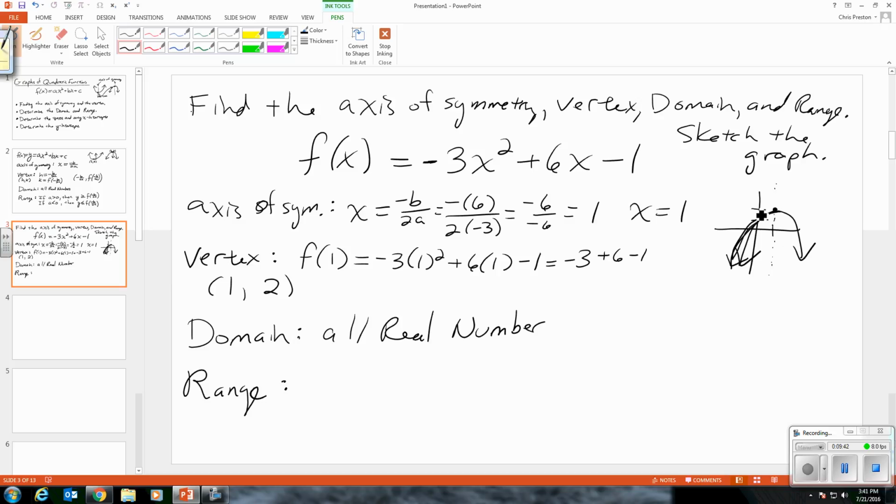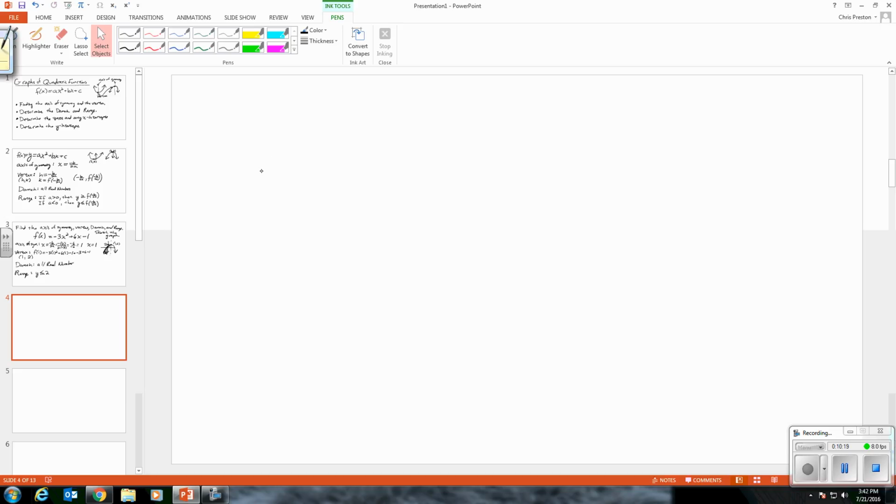Well, looking at my picture, this has a highest value of 2. Right? This is at 1, 2. The highest value of 2 for the height, and then it goes down. So my y values are going to be less than or equal to 2. And there it is: domain, range, axis of symmetry, vertex. These are all kind of related to each other. So if I want to find the range, I'm probably going to have to find the axis of symmetry and the vertex in order to do that. All right, so let's move on to zeros and x-intercepts.